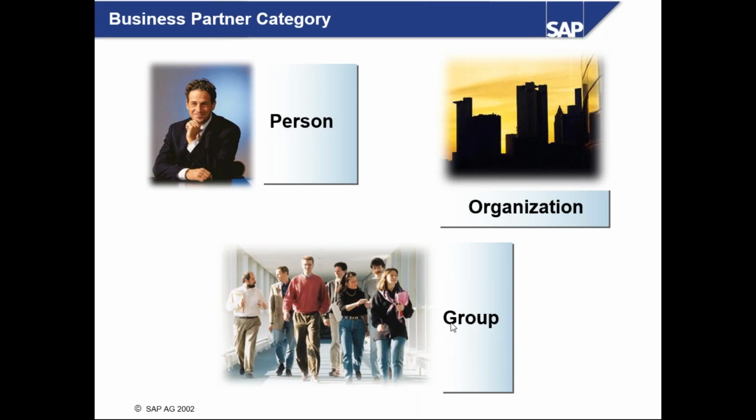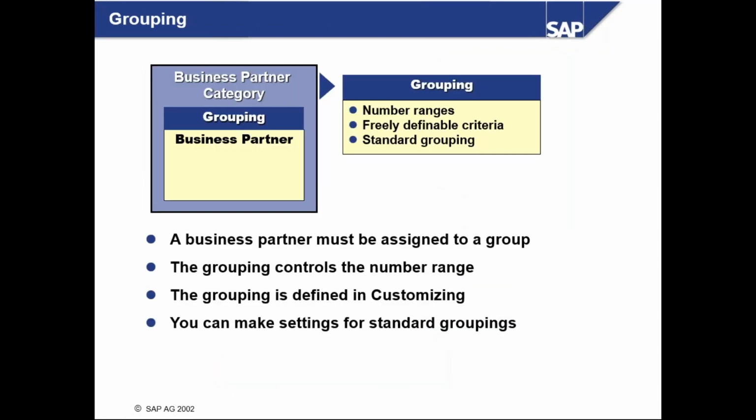This is called category. So when you go into the BP transaction, you will see all the three tabs. So you can create either one of them. Internal screens don't change, right? So first thing is understand you have three types of business partners. So business partner has a grouping. What does the group control? The group controls the number ranges, and it is also assigned to the various.